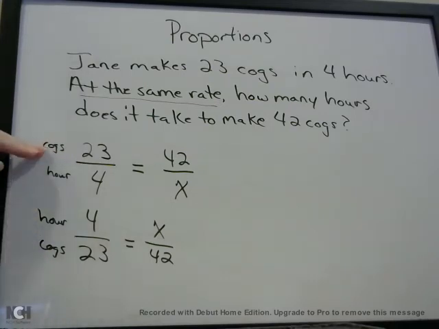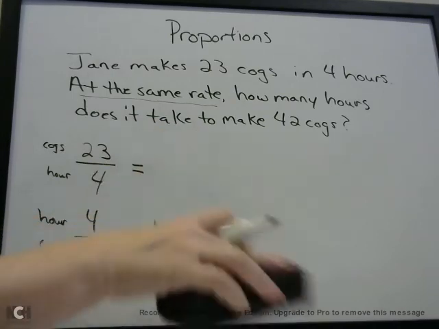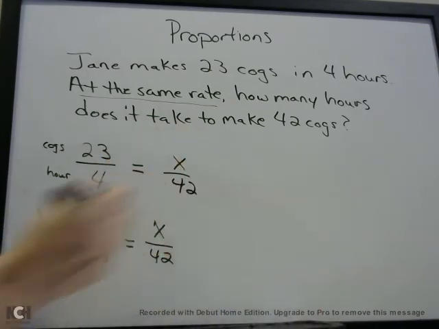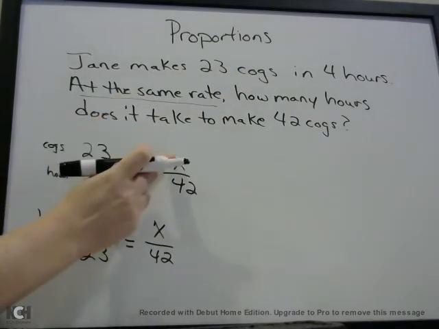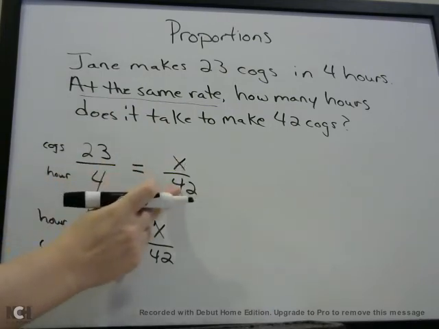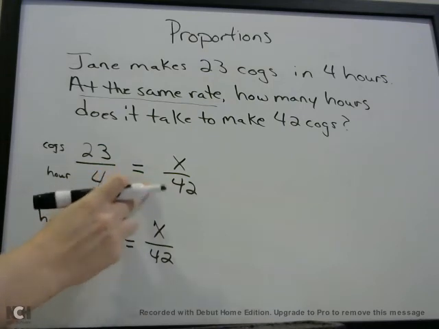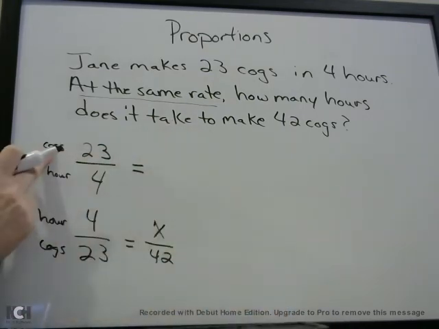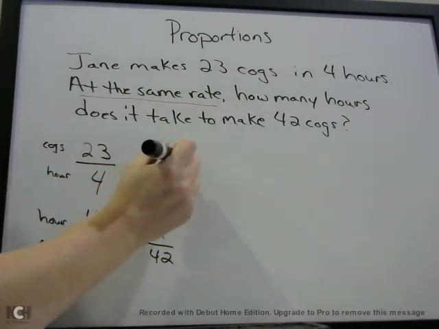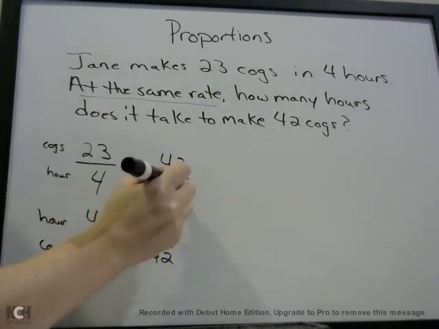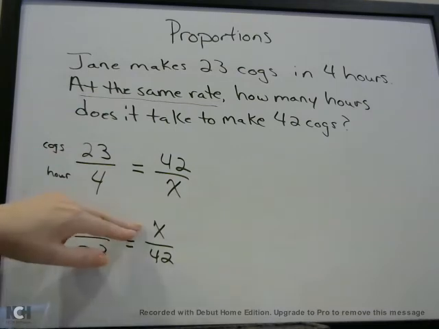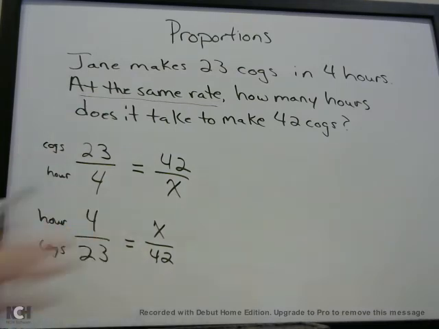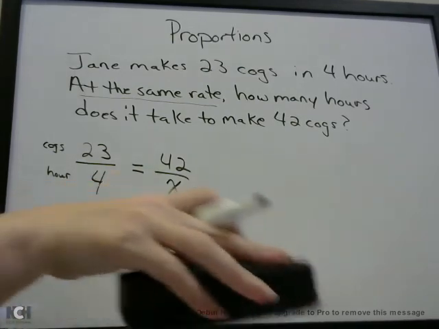The key is, because on this, when we set it up this way, cogs was on top, we have to have 42 on top. We can't write it like this. If we do that, we're going to get the wrong answer, because here we have cogs on top, here we have hours, because we're trying to figure out what x is, and we have hours on the bottom here, but we have cogs on the bottom here. If we set it up like this, we're not going to get the right answer. You have to set it up, here we have cogs on the top, so we have to have cogs on the top when we say these things are equal. So again, it doesn't matter if we set it up 23 over 4 or 4 over 23, as long as the second fraction is set up appropriately. So we're just going to do it this way.